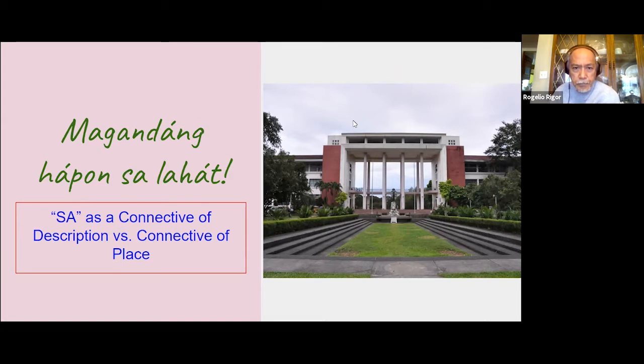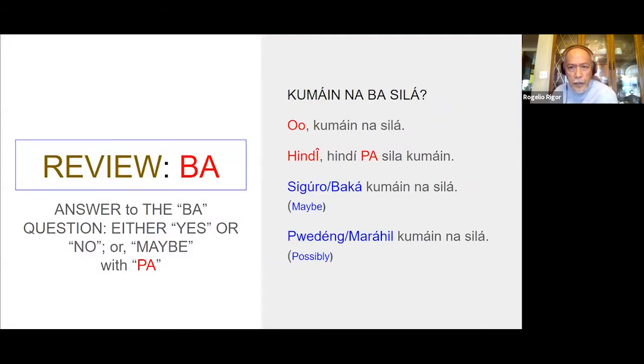So here we go. Okay, so na ba. And again, I would like to review the na and the pa, right? Oo, kumain na sila, and then hindi pa sila. And in the negative, you see the shift of the pronoun and the action, right? If it's positive, it follows action pronoun, and if it's negative, pronoun action. But in maybe and possibly, it's just like the affirmative, action pronoun, okay?